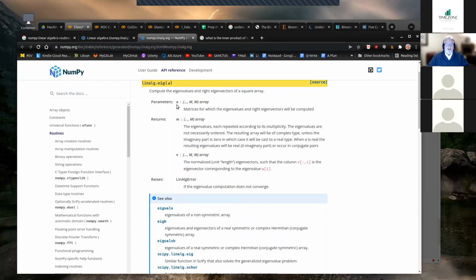So what is A? It's the only parameter we need to send in, the matrices for which the eigenvalues and right eigenvectors will be computed. Oh my, you can send in a tuple of matrices, and it will give you the eigenvalues and right eigenvectors for every one of them. But typically, we're only sending in one. It returns the eigenvalues, each repeating according to its multiplicity. The eigenvalues are not necessarily ordered, so the resulting array will be of complex type, unless the imaginary part is 0, etc.